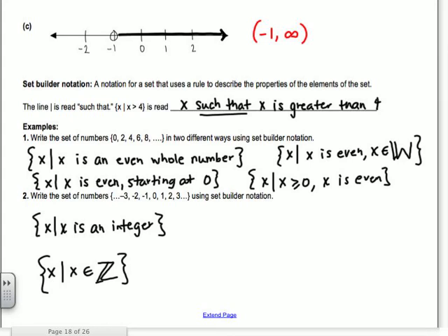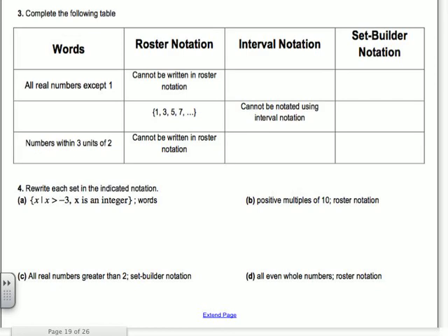Okay, roster notation we haven't talked about. When you list someone's roster, so if I'm talking about the basketball team and I call out the roster, what am I doing? Yeah, I'm just calling out their names, right? I'm writing the list of basketball players. All right, so all real numbers except 1. You cannot write that in roster notation because you can't say, okay, I'm going to have 1.1, 1.01, 1.001, 1.0001. You can't list them. There's an infinite number there.